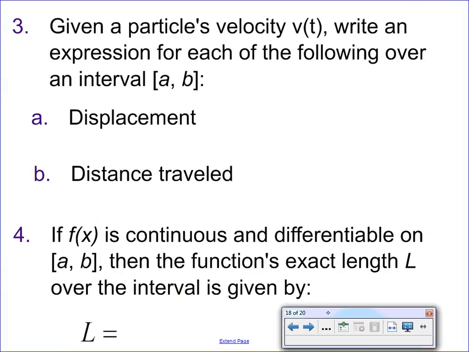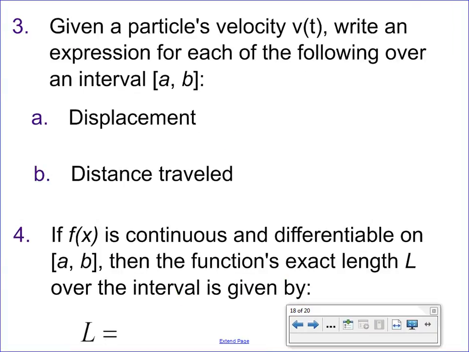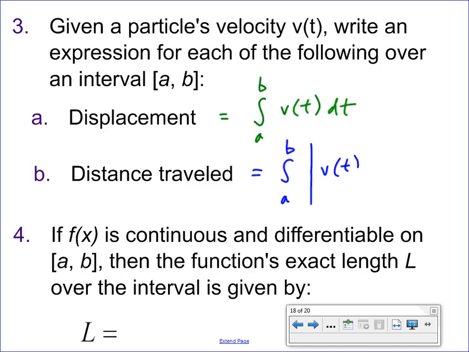Oral closure. Given a particle's velocity v of t, write an expression for each of the following over an interval. All right, tell the class an expression for displacement given v of t. Vivian? Displacement equals. Thank you. Distance traveled. Marissa? The integral from A to B of the absolute value of v of t.